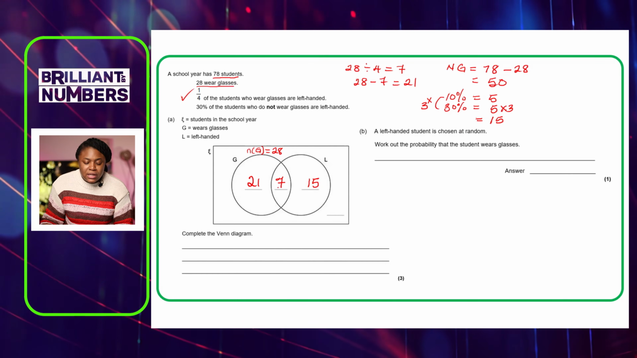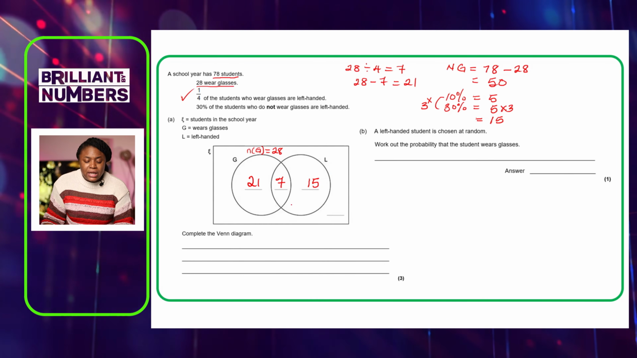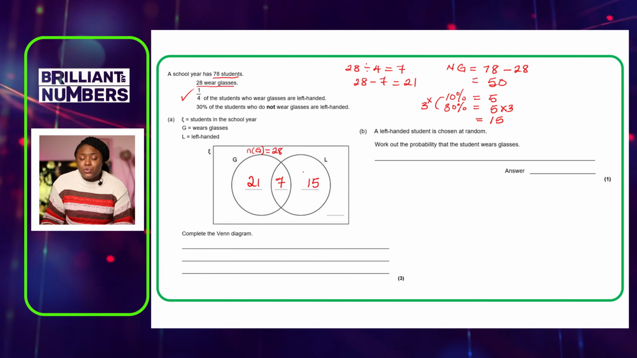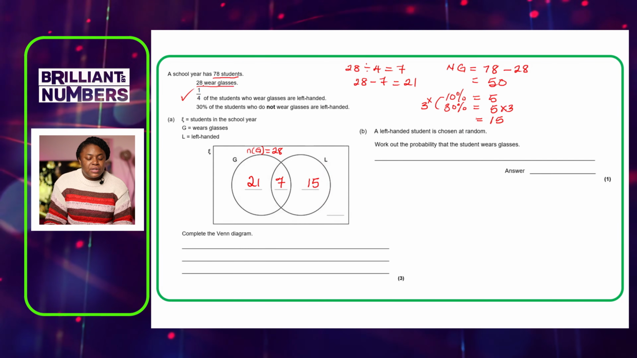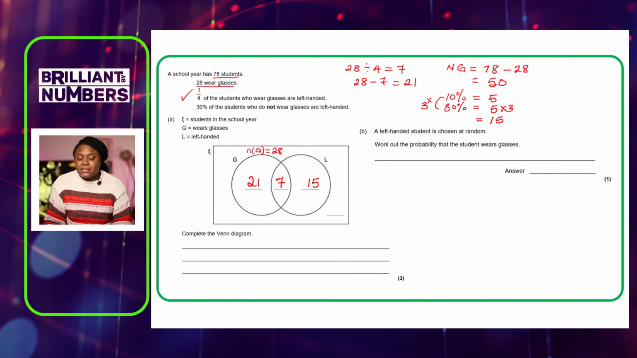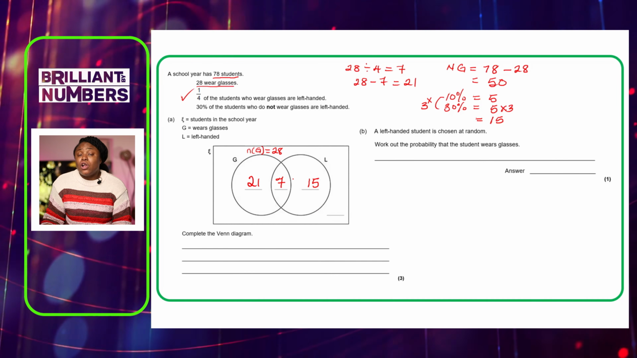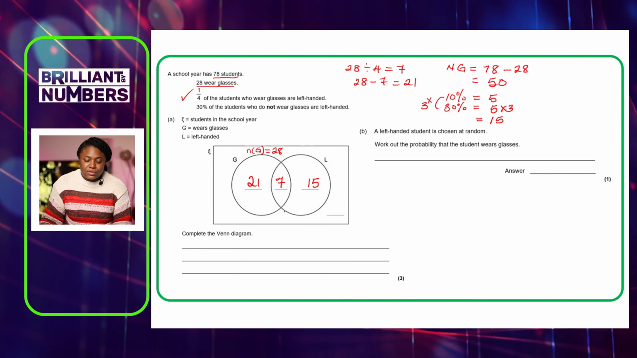Beautiful. So what we need to do now is to find the part on the outside, which is the complement of glasses union with left-handed. So we know the total students is 78. So we can find out the remainder by adding what we've got already on the Venn diagram and subtracting that from 78. So let's go.